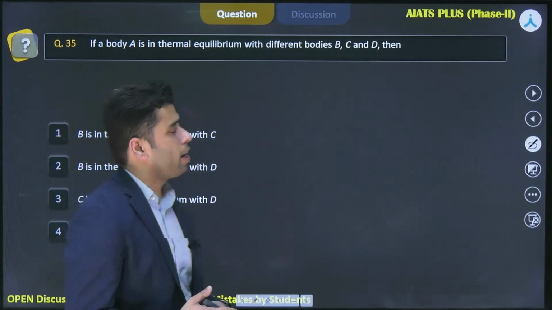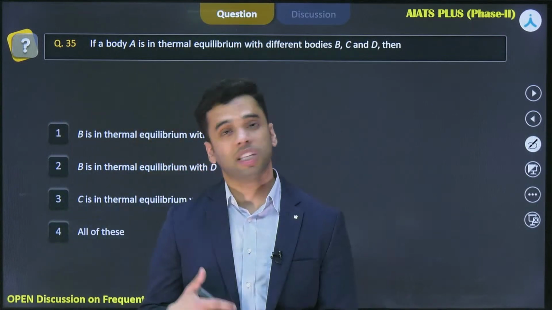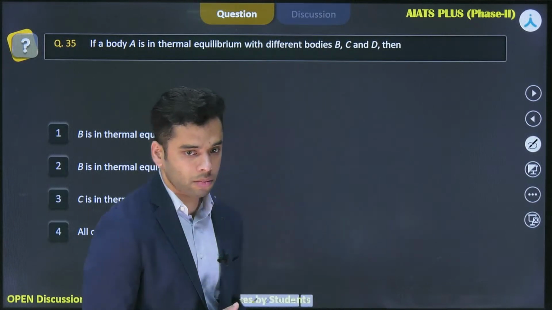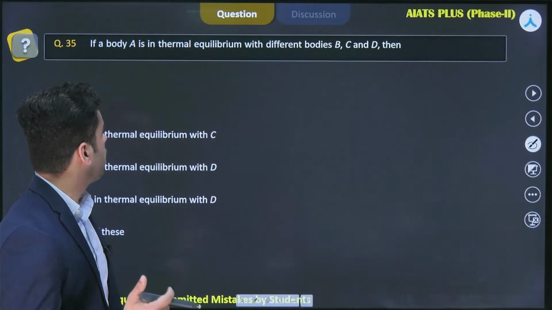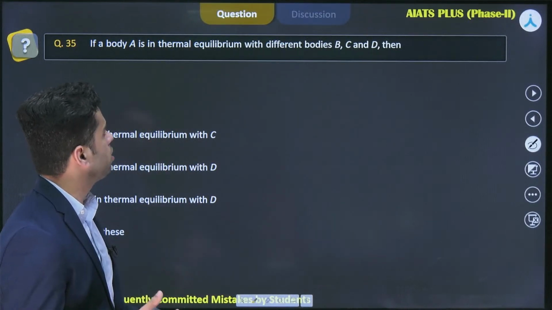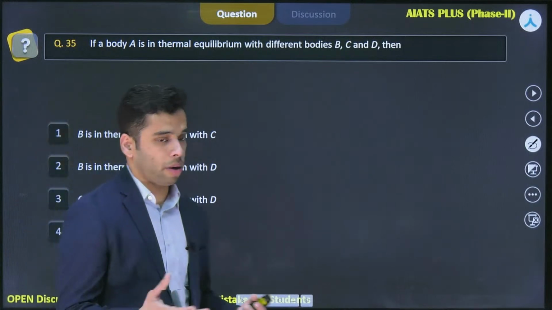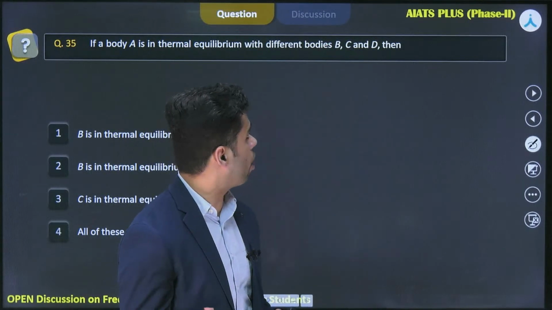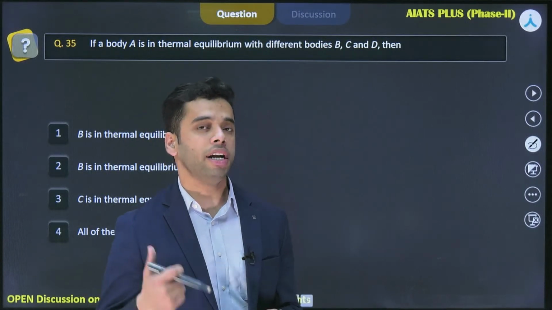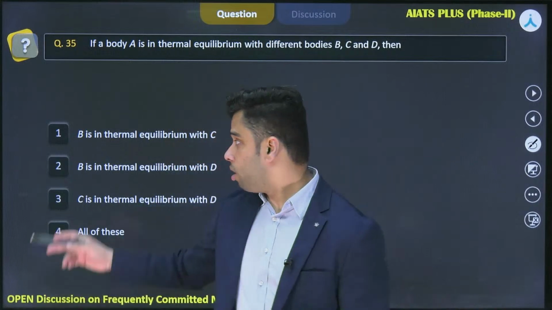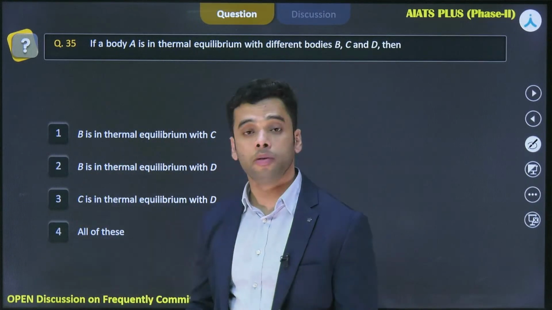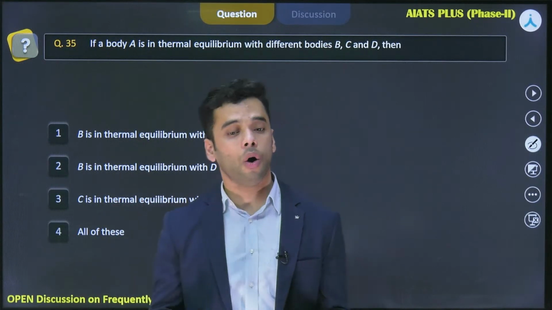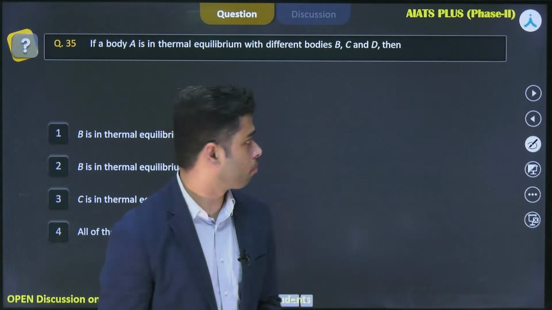Now again, this problem is based on the chapter of thermodynamics, and precisely it is based on the zeroth law of thermodynamics. This problem says that if body A is in thermal equilibrium separately with body B, body C and body D, then you need to compare these terms, whether B is in thermal equilibrium with C, whether B is in thermal equilibrium with D, whether C is in thermal equilibrium with D, or all the options are correct.